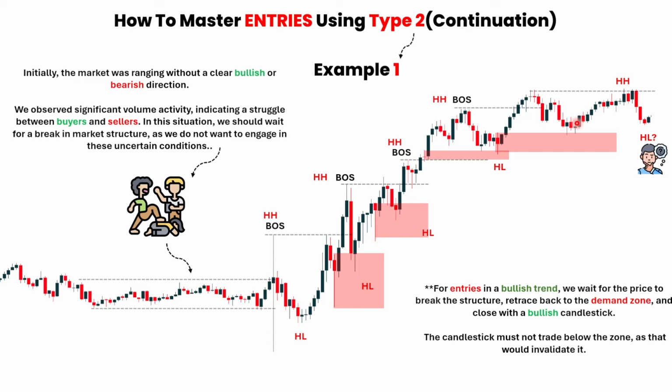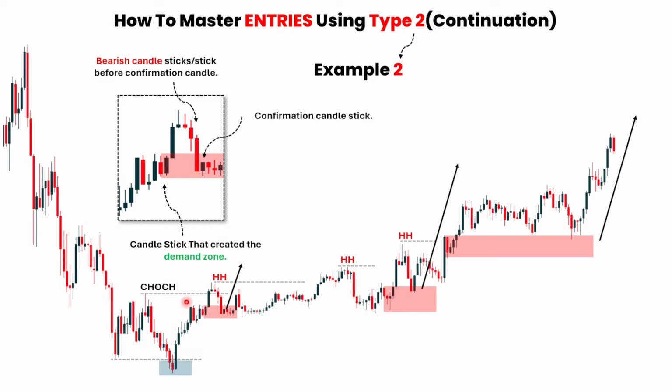So let's move on to the next one, which is example 2 on continuation pattern. From here, this area here, guys, is this one here. You can see we have the market that swept the liquidity to the downside, have a change of character, price broke to the upside, and then returned. And here we can see a slight fair value gap around this area.